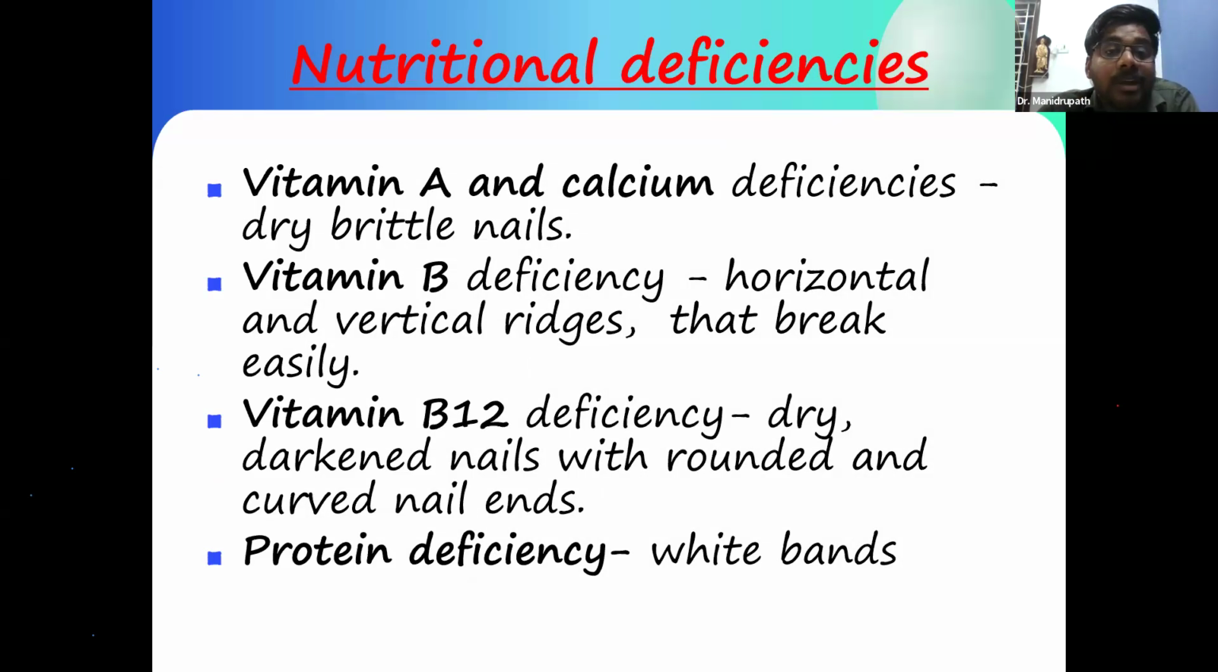Some nutritional deficiencies you can see: vitamin A and calcium deficiency, dry brittle nails. So if you see a patient having dry brittle nails, ask them to have a test for vitamin A and calcium deficiency. If they have vitamin B deficiencies, horizontal and vertical ridges that break easily. So in such cases homeopathy should work. If there is a deficiency, and you have given arsenic for brittle nails, but their vitamin A and calcium levels are low, your remedy may work, but recurrences occur. Those recurrences should be corrected with their diet. So you must have knowledge of prescription at the same level. You need to give dietary regulations and patterns to the patient. Vitamin B12 deficiency, dry dark nails with rounded and curved nails you can see. Protein deficiency with a lot of white bands.